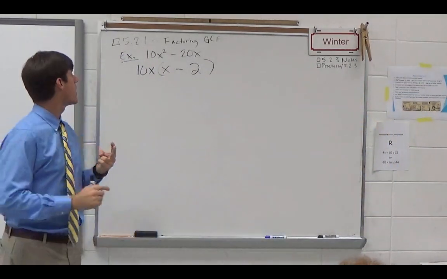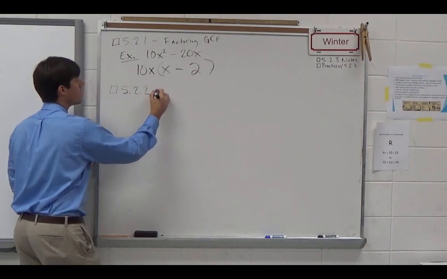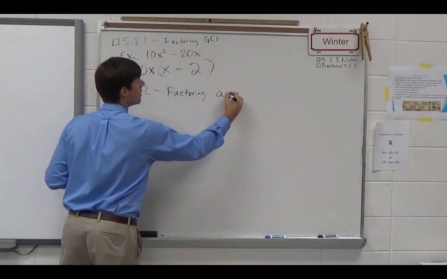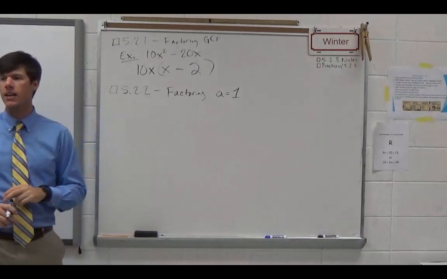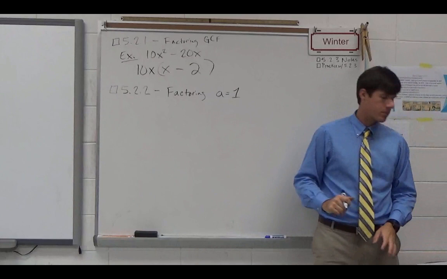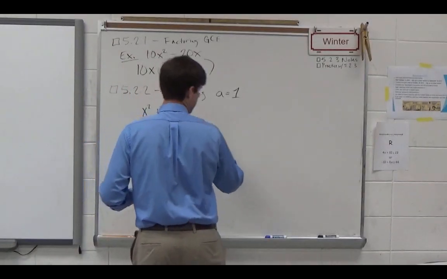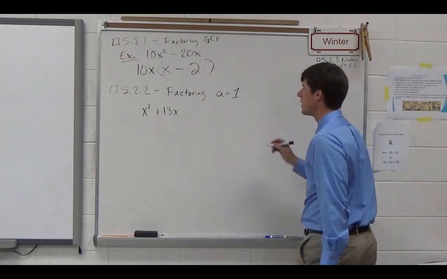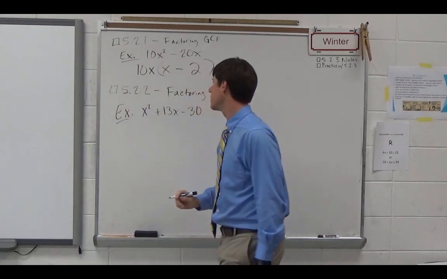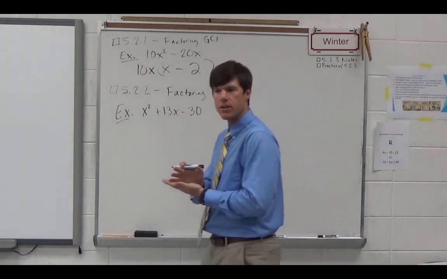All right? The second section was 5.2.2. And that was factoring, somebody said it earlier, A equals 1. Factoring with A equals 1. So I'm going to give us an example for that. X squared plus 13x, I think I went with minus 30. So here's this example. So we're factoring when A is equal to 1. Real quick, try and see if you can do it.